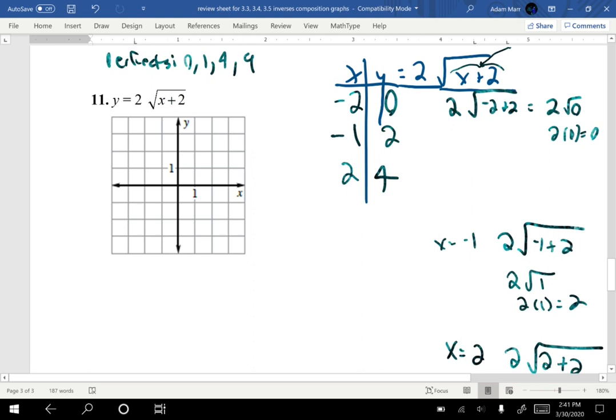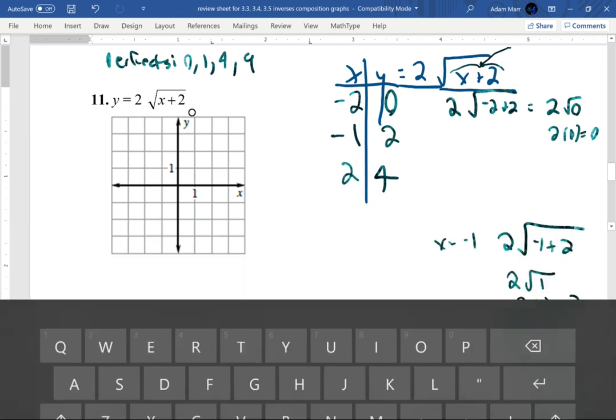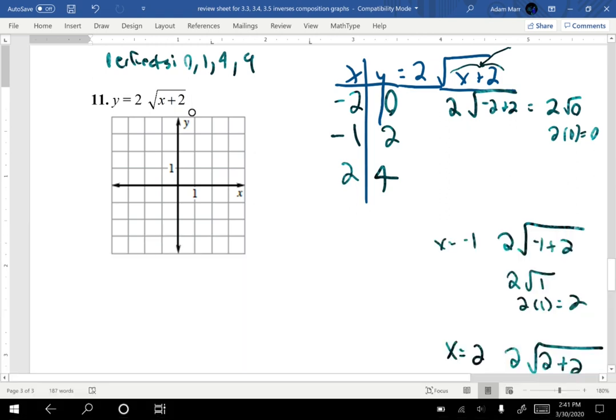So we have negative 2 comma 0, right? Negative 2 comma 0. Negative 1 comma 2. Over negative 1, up 2. If it helps, go ahead and fill in a couple of values there so you can see it a little bit easier. And then we have over 2, up 4.